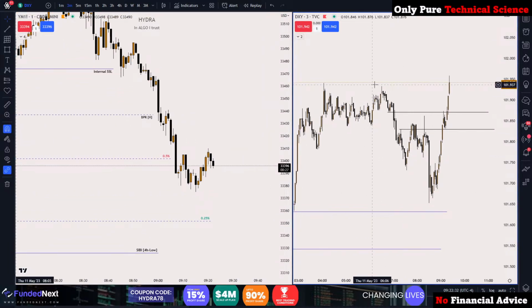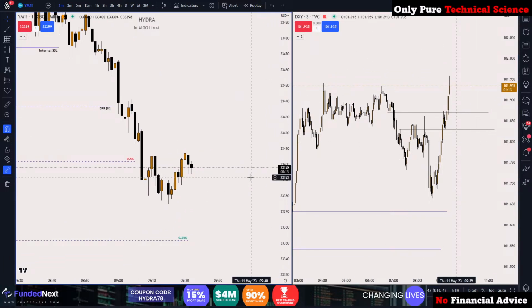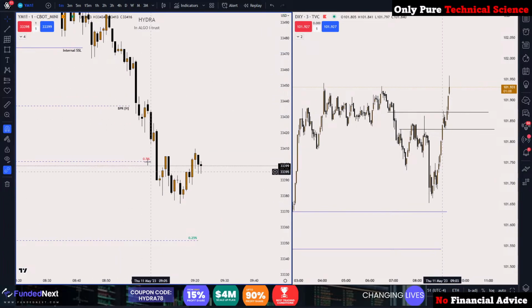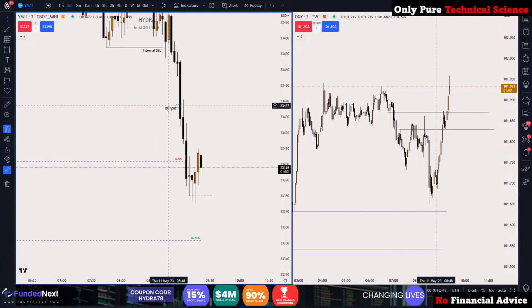Dollar took liquidity from this buy side here, 101,942, and it's good that it happened before the 9:30 opening. We can expect to see a run into sell side liquidity on dollar first. So if that's happening, we can expect to see a run on buy side liquidity on Dow. And that's the breaker block, new lower low. I'm on 1 minute chart. Let's see if we have a clean breaker block on higher time frame.